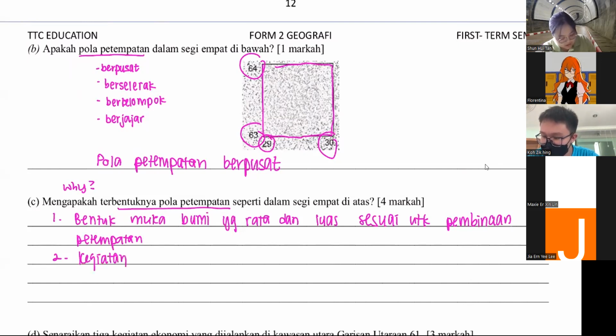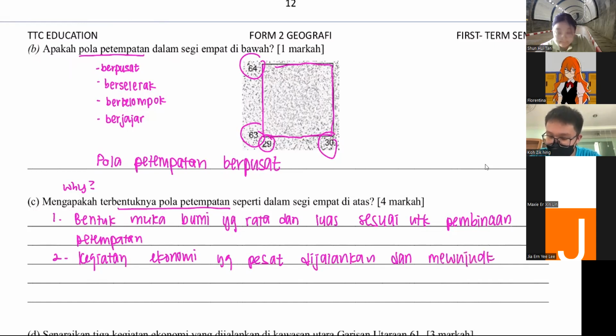So you can see it: kegiatan ekonomi yang pesat dijalankan. Okay, a lot of kegiatan ekonomi, economy activities, dan mewujudkan peluang pekerjaan. A lot of job opportunities. That's why here got a lot of people, here got a lot of houses.